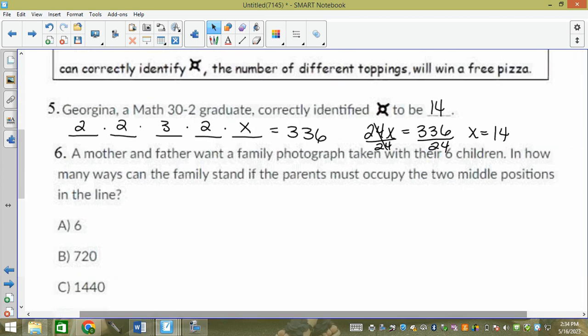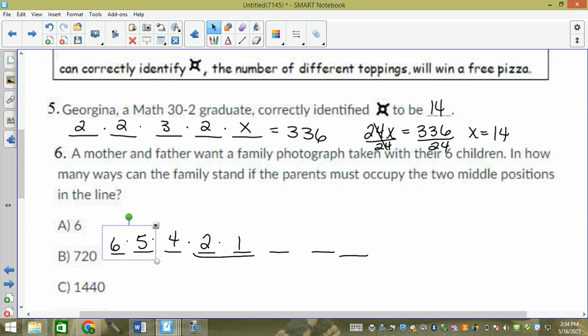Here we have a mother and a father who want a family photograph taken with 6 children. In how many ways can the family stand if the parents must occupy the 2 middle positions? 1, 2, 3, 4, 5, 6. You're going to put them here and they're going to stay there, right? How many options for this one? 2, either parent. And then 1. What about here? There's 8 people in the family, but you choose 6 points. What about here? 6. 6, then? Then? 1440?